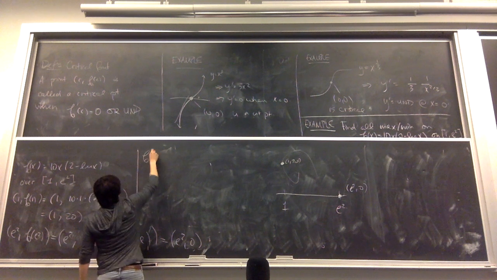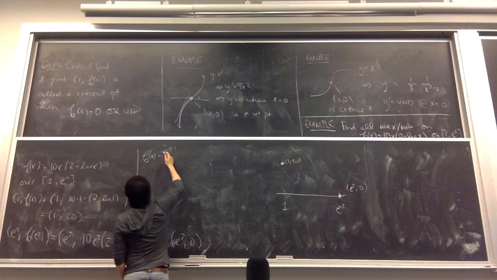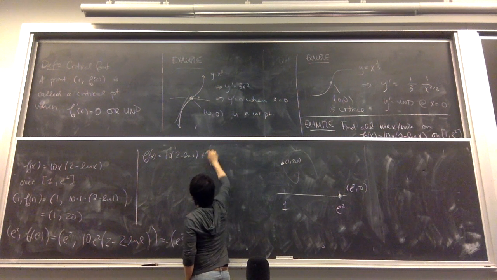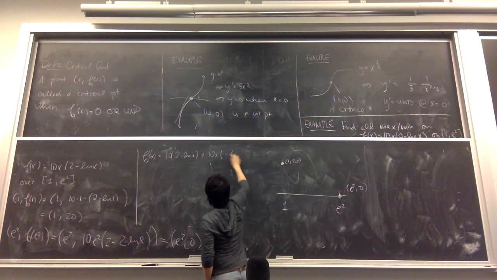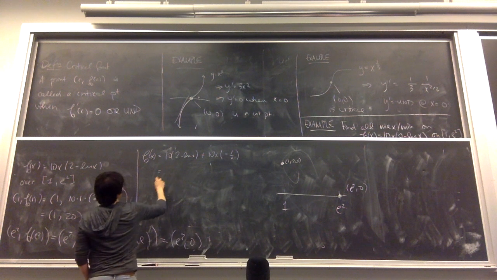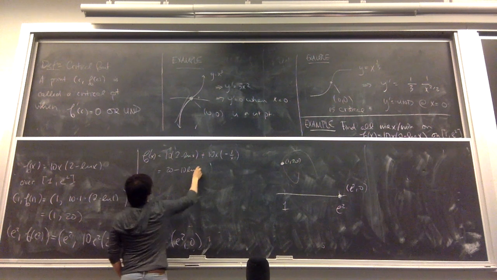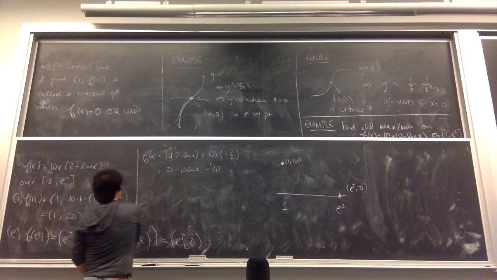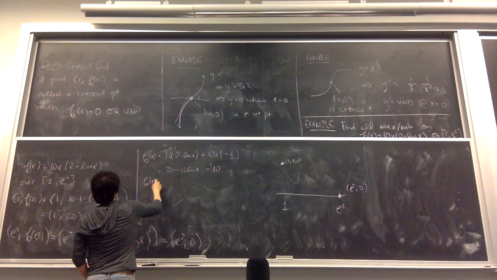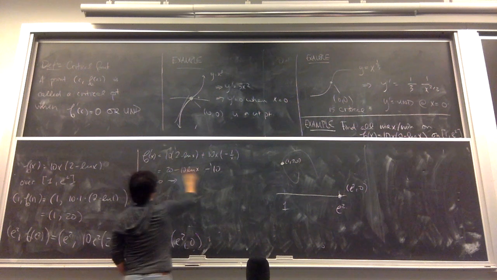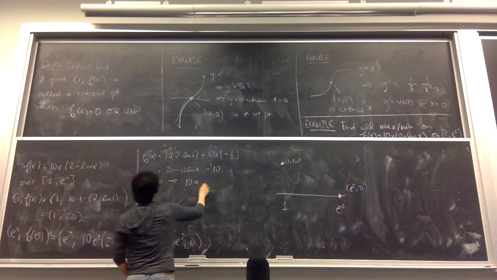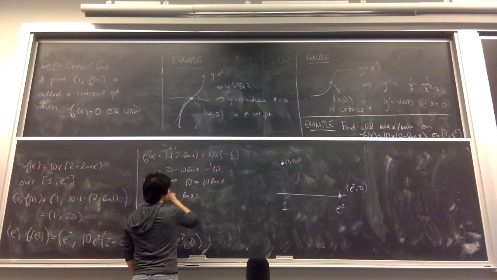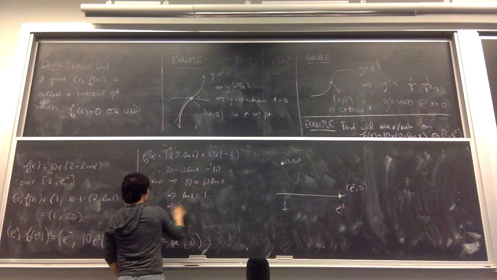Well, f prime of x uses the product rule: derivative of the first times the second, plus the first times the derivative of the second, which happens to be minus 1 over x. So we get 20 minus 10 ln x, minus 10. When is this 0? f prime of x is 0 when 20 minus 10 is 10, that is, when 10 equals 10 ln x, which means ln x has to be equal to 1, which means x is e.